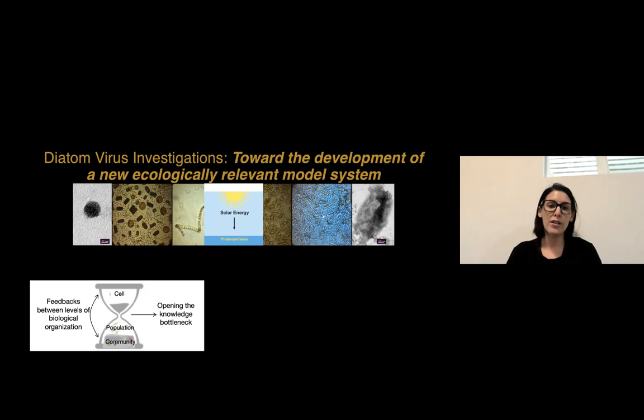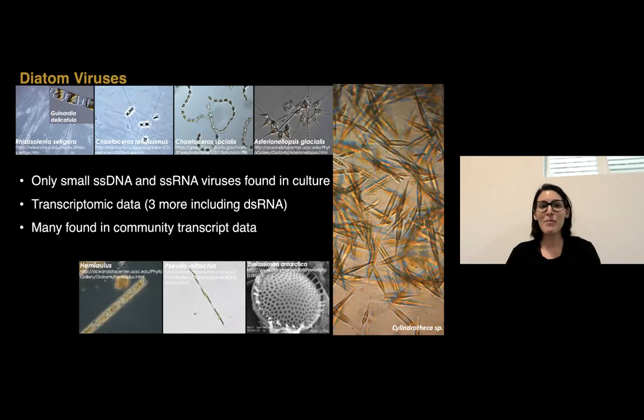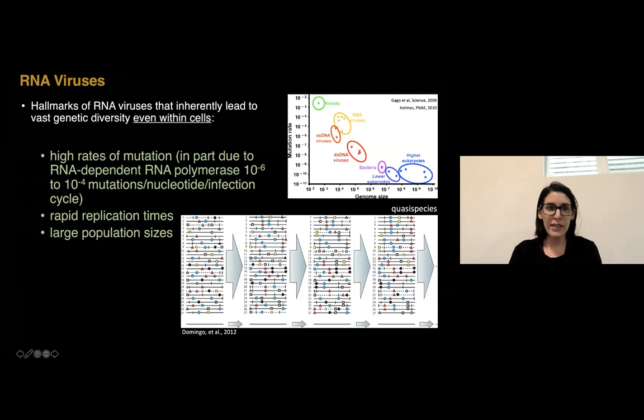And so what we've been trying to do, again, is develop these emerging model systems, and particularly in diatoms, because I love RNA viruses. For diatoms, so far, only small single-stranded DNA and single-stranded RNA viruses have been found, which is very different compared to the rest of eukaryotic phytoplankton. Well, not the rest, but the majority of eukaryotic phytoplankton that we know about. And so what we decided to do was to dig a little deeper into RNA viruses. The reason being, partly, that they're so exciting is that they lead to this vast genetic diversity within a single round of infection.